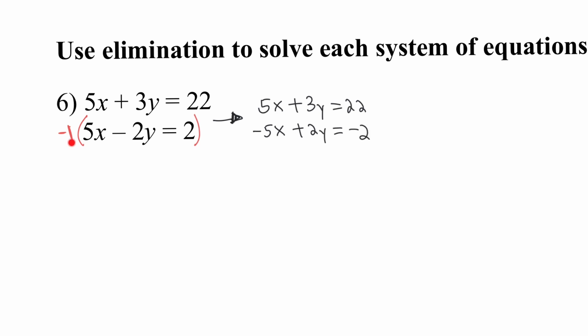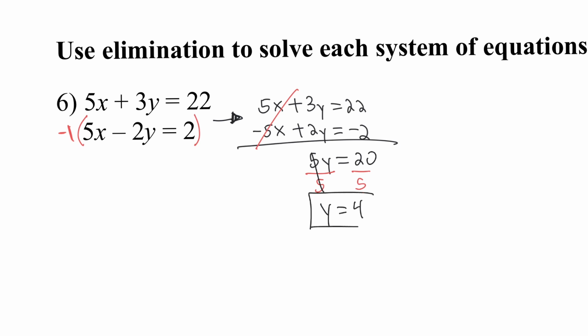Notice that when you guys multiply by a -1, the sign changes. So this becomes -5x. This one becomes positive 2y, and this one becomes negative. So now I can eliminate the x's. The y's do not eliminate. You guys are going to combine. 3y plus 2y, that's 5y. And the other side, you guys have 22 minus 2, that's 20. And now you guys solve for y. Divide by 5. So y equals 4. 20 divided by 5 is 4.